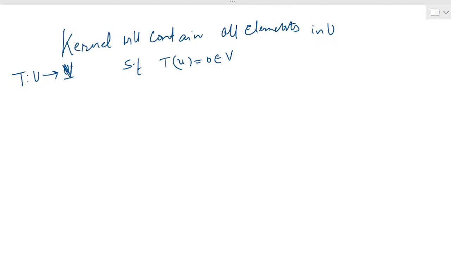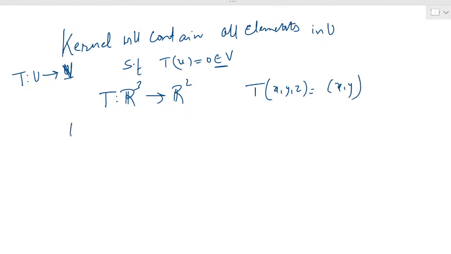So if this is V, okay. Now you see, if I'm saying that I have a projection defined from R cube to R square such that if I take a three-dimensional vector here, I'll get a two-dimensional vector here. I want to find what is kernel of T. So what is kernel of T? Kernel of T would be all those x, y, z such that it becomes 0. 0 means what? 0 comma 0. Is that clear?